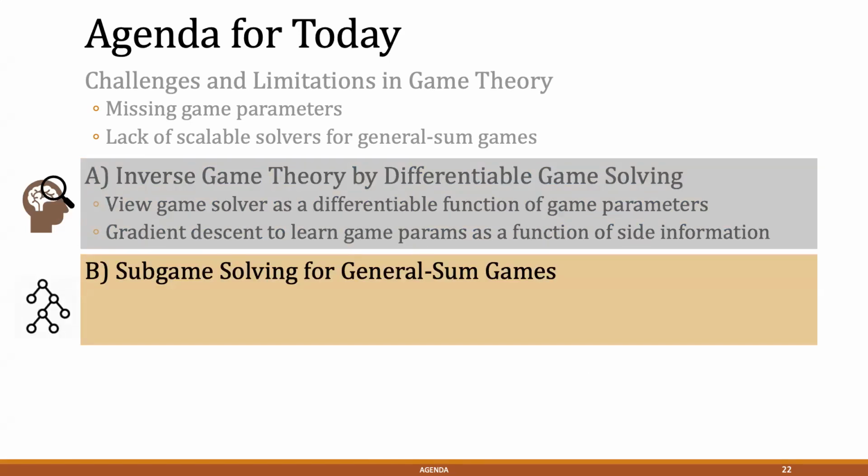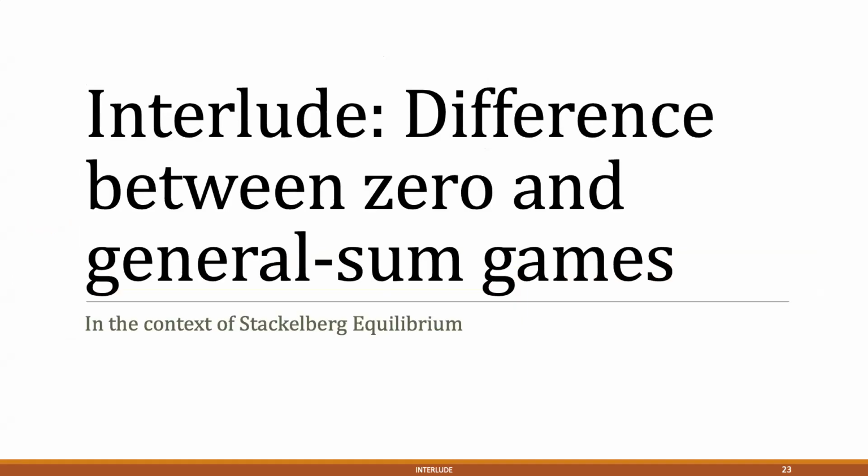Okay, so I'll get into subgames in the second part of the talk. But before I do that, I want to have a short tutorial on what's the difference between zero-sum and general-sum subgames, right? And I will do this in the context of something known as the Stackelberg Equilibrium. So this will be a very short tutorial about what that is.